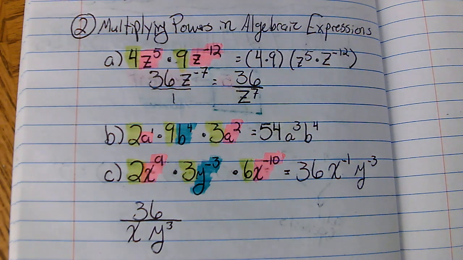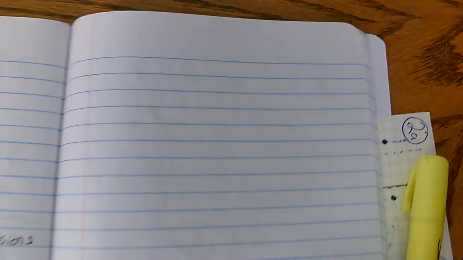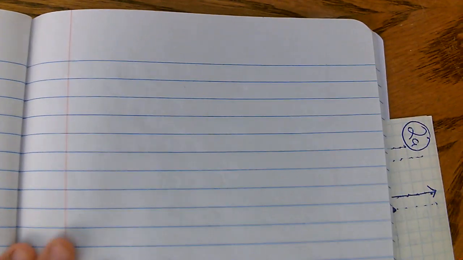Alright, so that is how you multiply powers that have the same base. We're going to take a look now at something a little different. I'm going to pop up here. And we're going to take a look at some scientific notation.